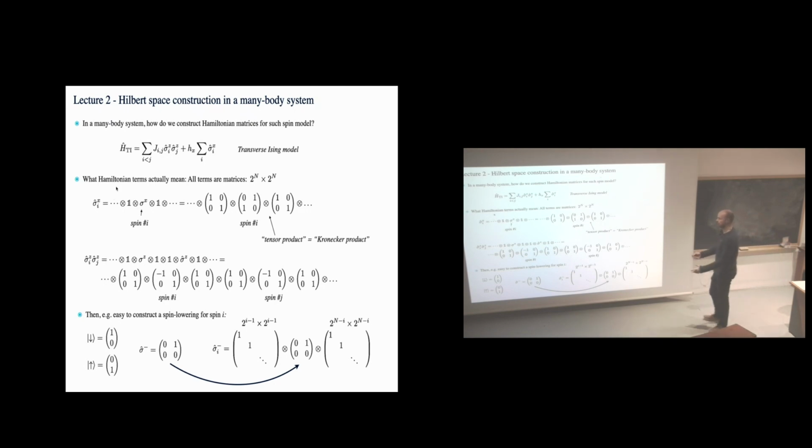Right? So if I write this really as 2 by 2 matrices, I use this tensor product, also called the Kronecker product, between the identity matrix for all the other spins except for the spin i, where I have a tensor product with the sigma x matrix.